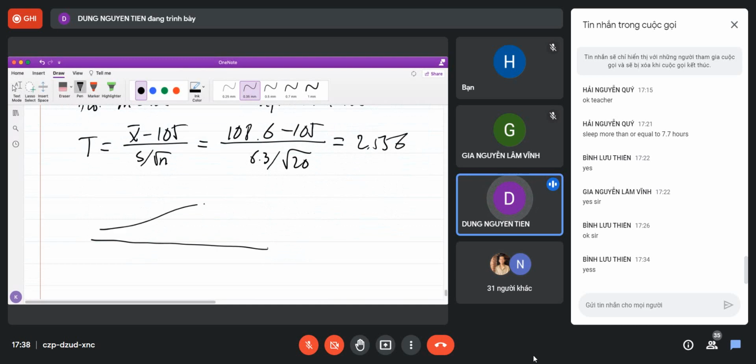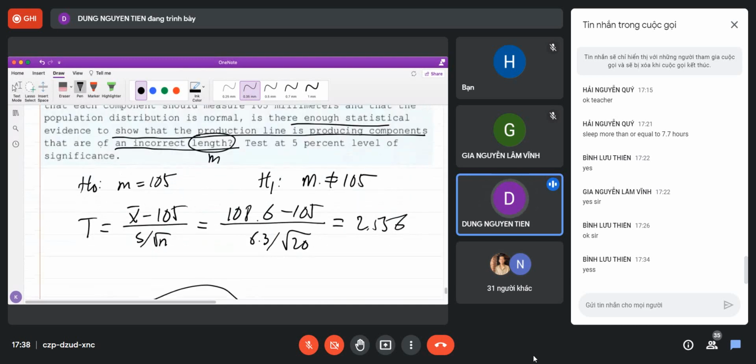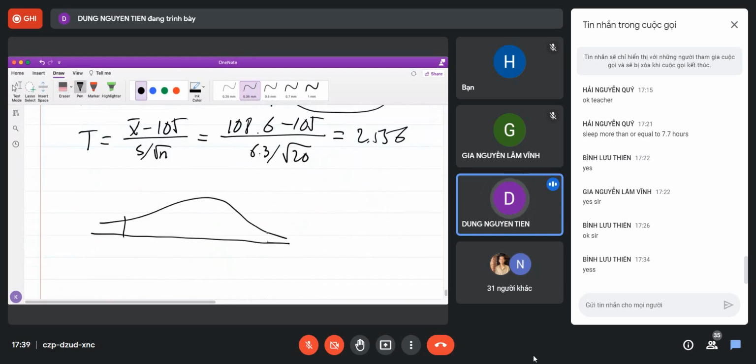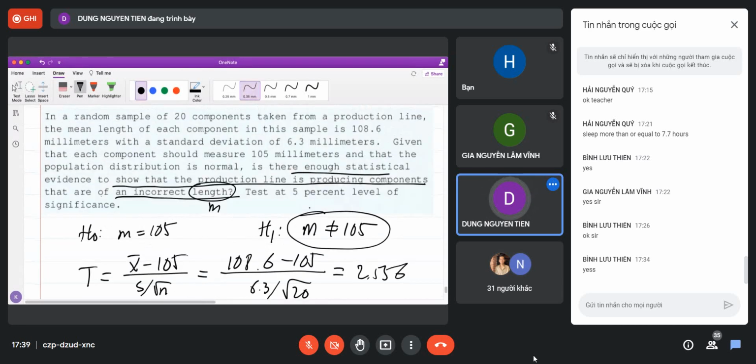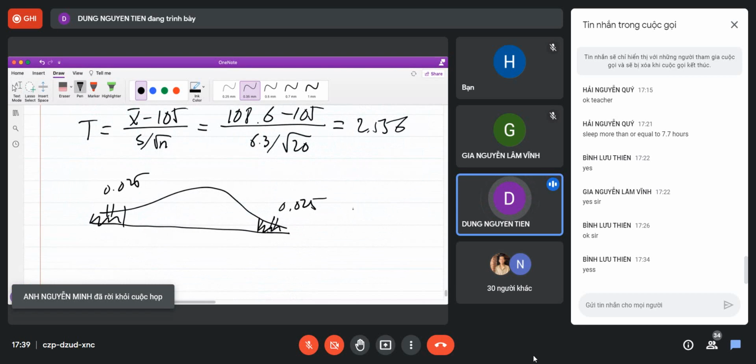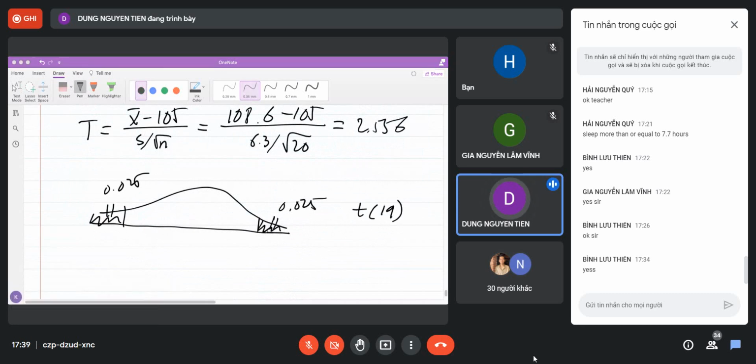And then you draw the graph here, right? This is a two-sided, two-tail test, right? Since mu is not the same as 105, you have two tails here. The significance level in our problem is 5%, so it should be 0.025 for each tail. All right, and we are using the t distribution with degree of freedom 19. Okay, and you can have a look at the t distribution table. The degree of freedom is 19. The area to the right is 0.025.